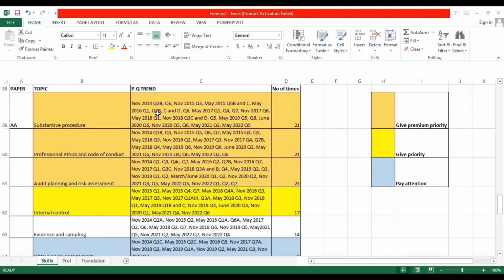So the first category to give premium priority to is substantive procedure. Now, substantive procedure has been examined about 21 times from November 2014 down till May 2022. This is a very core topic in advanced auditing, and you want to give premium priority to this topic. In fact, you should be expecting this particular topic in 2023. It might be in May, it might be in November. You do not want to be caught unawares. So give this particular topic premium priority.